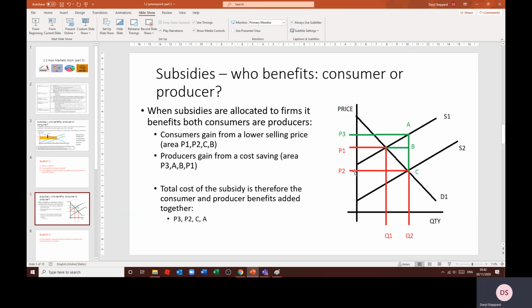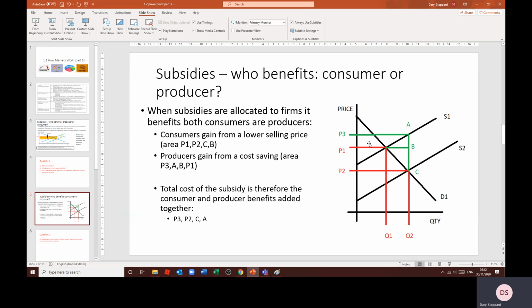Right, what we can then show is who benefits from the subsidy. Well, the proportion of that subsidy which benefits the consumer is the proportion that leads to a direct reduction in price. So look what's happened. The price has fallen from P1 to P2, and that will then be applied to the whole area C to B. Okay, so that proportion there is the proportion of the subsidy which will benefit the consumer. P1 to B to C to P2.